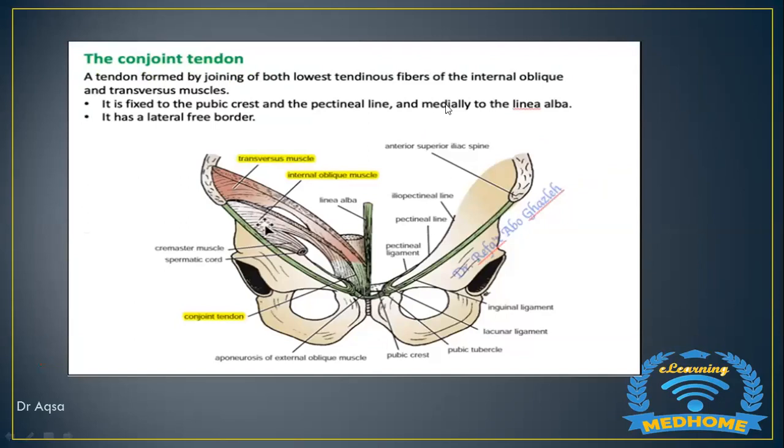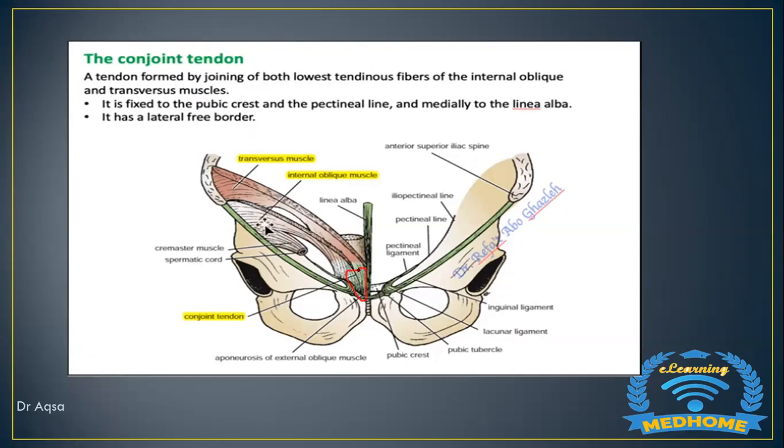So now, next we have the conjoined tendon. What is the conjoined tendon? If you look here in the diagram, it's a very small tendon which is formed by the joining of the lowest tendinous fibers of the internal oblique and the transverse abdominis muscle. When both muscles coincide with each other, it forms a tendon, and together this tendon is called the conjoined tendon.